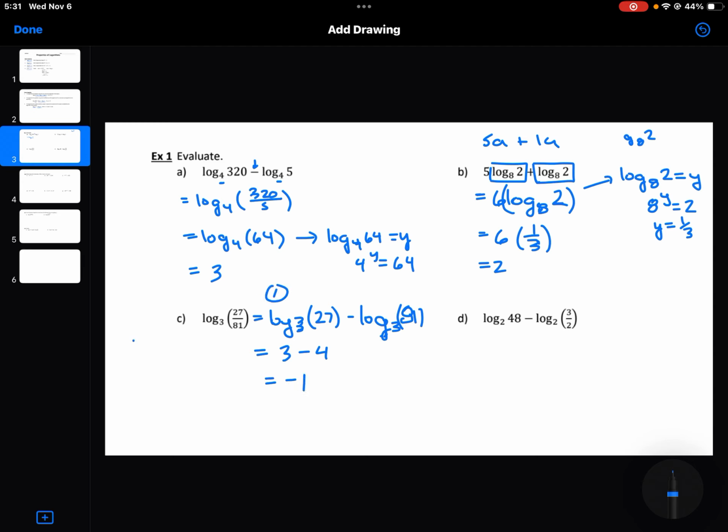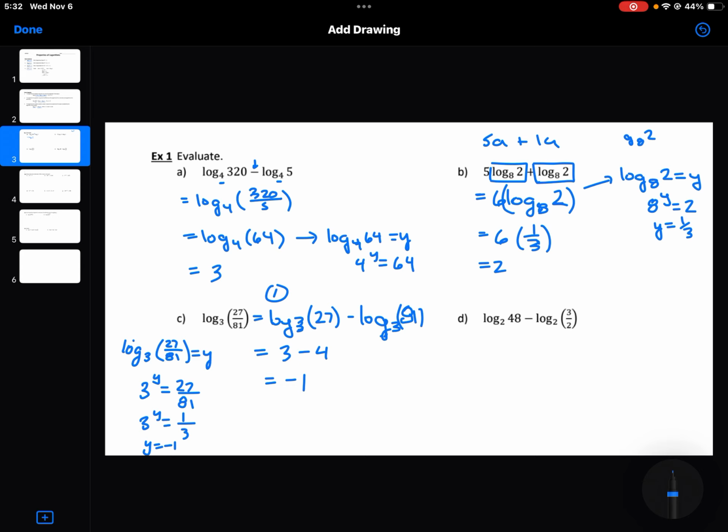I can also set this equal to y as is. And I can say, okay, 3 to what exponent gives me 27 over 81. I notice that I can reduce this by dividing by 27 to get 1/3. And that also tells me that y equals -1. So those are equivalent expressions.